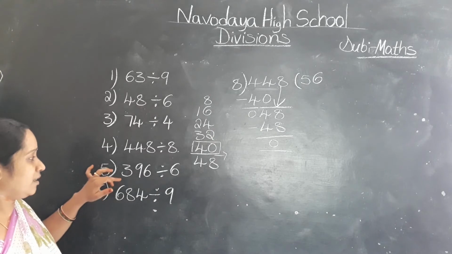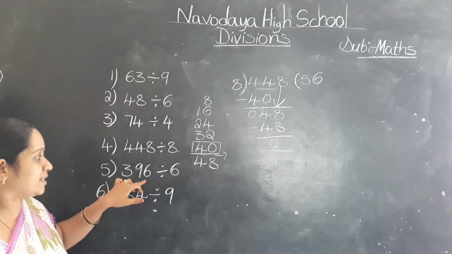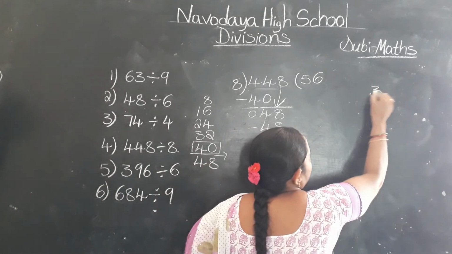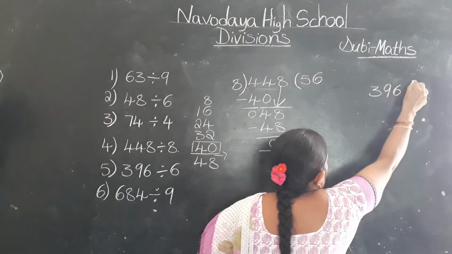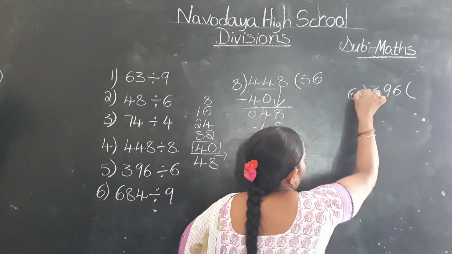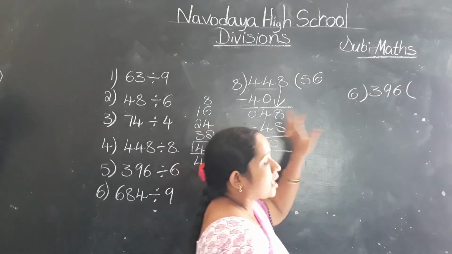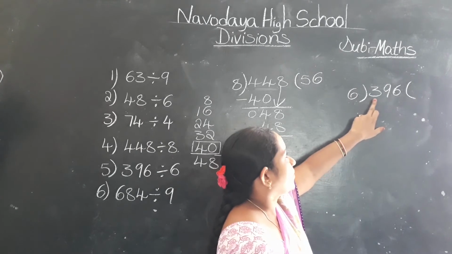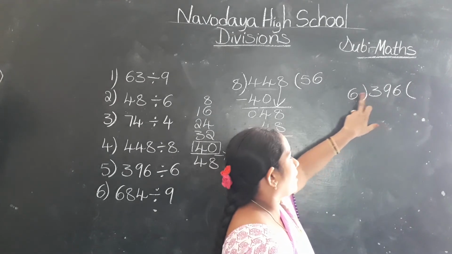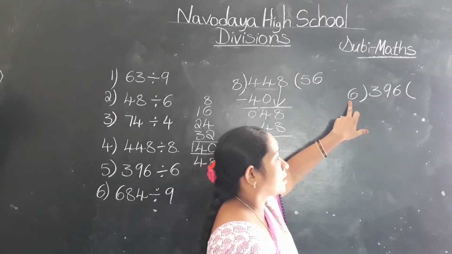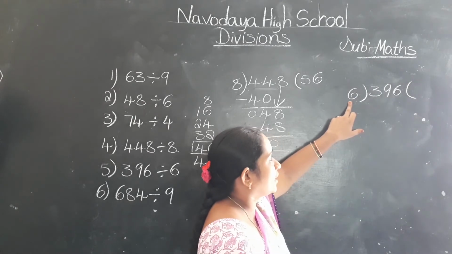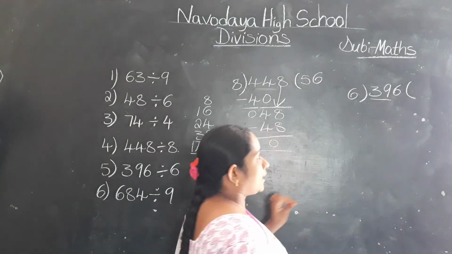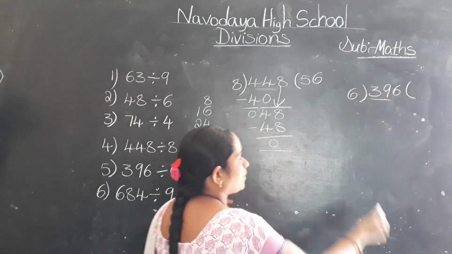What is the next one? 396 divided by 6. Now here again choose the hundreds place digit, that is 3. So this is lesser than the divisor. That is not possible to do division. So take 2-digit number 39. 39 in 6 table. How many times?